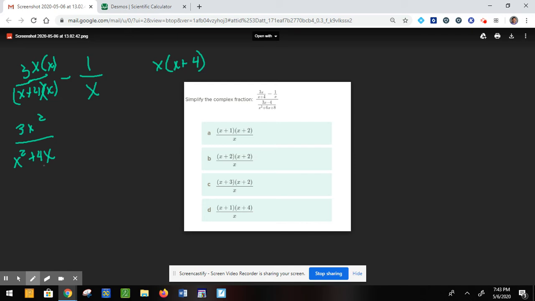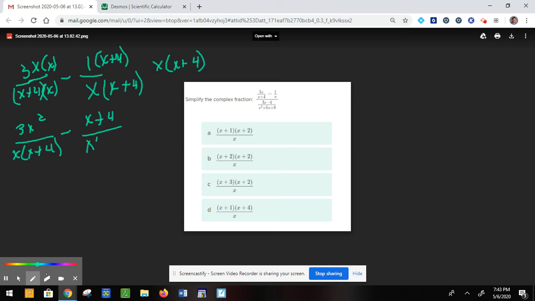It actually might make sense to leave it. Let's just erase that real quick. It's going to make sense to leave it as x times x plus 4 and not multiply it together. So we're just going to leave it like this. All right, and then the second fraction, you're going to need to multiply numerator and denominator by x plus 4. And you're going to end up with x plus 4 over x times x plus 4.